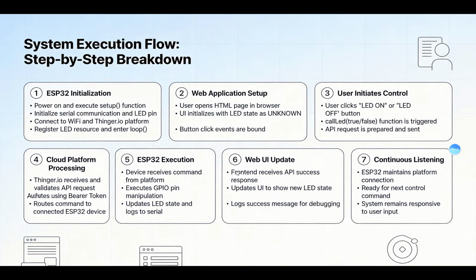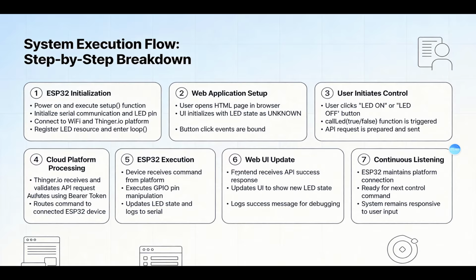And then you can see the system execution flow, step by step breakdown. Step one is ESP32 initialization: power on and execute the setup function. Initialize serial communication and the LED pin. Connect to the Wi-Fi and the Singer.io platform. Register the LED resource and enter the loop.